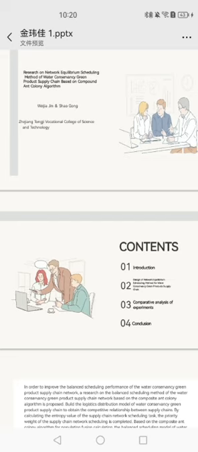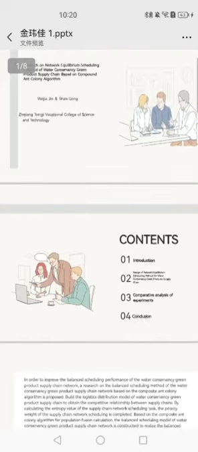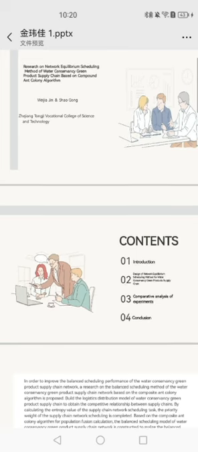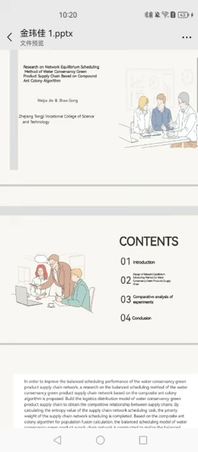Conclusion. In order to improve the balanced scheduling performance of the water conservancy green product supply chain network, a research on the balanced scheduling method of the water conservancy green product supply chain network based on the composite and colony algorithm is proposed. Build the logistics distribution model of water conservancy green product supply chain to obtain the competitive relationship between supply chains. By calculating the entropy value of the supply chain network scheduling task, the priority weight of the supply chain network scheduling is completed.